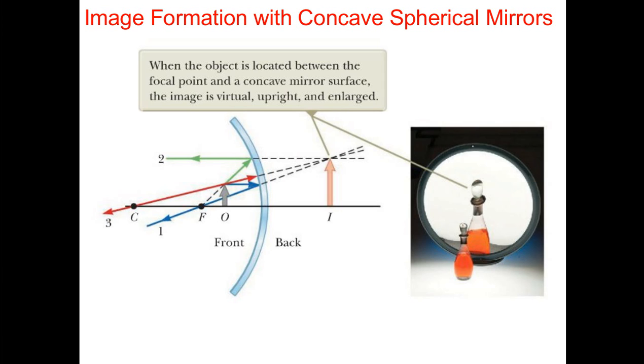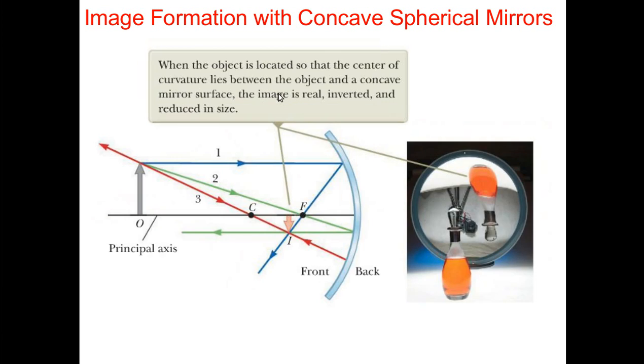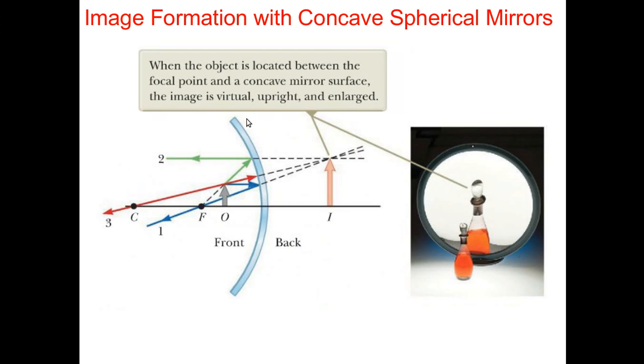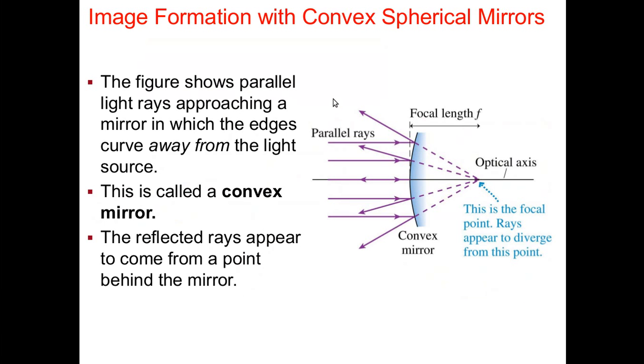So if I knew the focal length, and I knew the distance the object was from the mirror, I should be able to categorize the image. If the object distance was greater than the focal length, and I was dealing with a concave mirror, this is what I would be dealing with. This is the type of image that would be formed. If my object distance was smaller than the focal length, I would have this type of scenario, a virtual upright enlarged image.